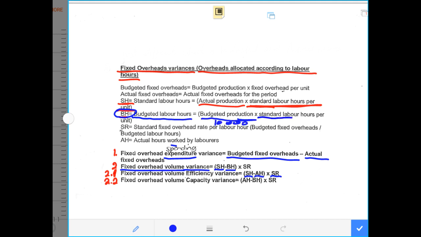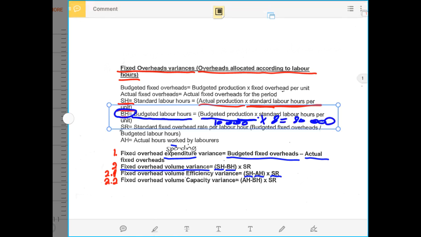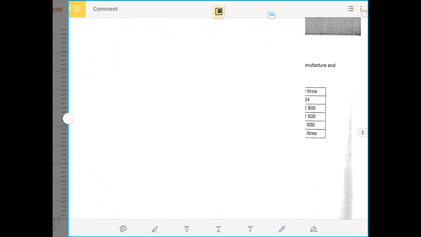10,000 times the standard labor hours per unit, or the standard rate per unit. The standard hours of labor per unit, we know that is 8 hours, meaning the number of hours it takes to complete 1 unit of a product. If we multiply the two, that will give us 80,000 budgeted labor hours. So that is how we get to the budgeted labor hours, using the budgeted production and multiplying that by the standard labor hours per unit.